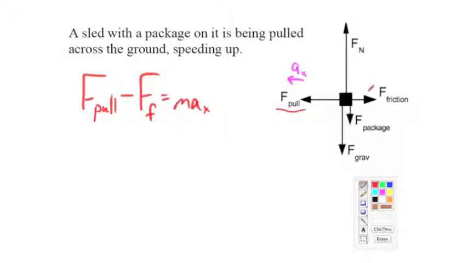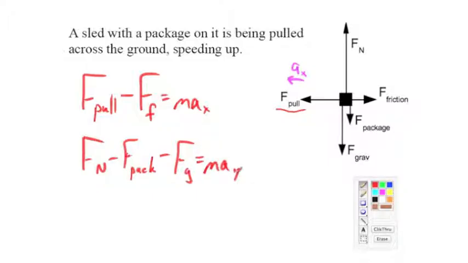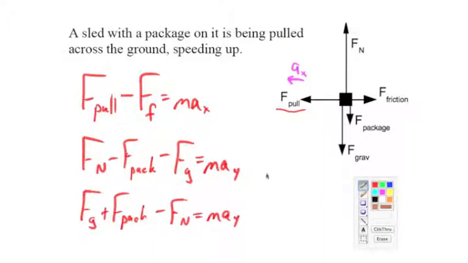What about for up and down? Well, if there is no acceleration, then it honestly does not matter. I could take all the forces up minus all the forces down, force of the package, force of gravity, equals may. Or we could just as easily write force down plus force down minus force up, and both of these equations would be true. Why are they both true?